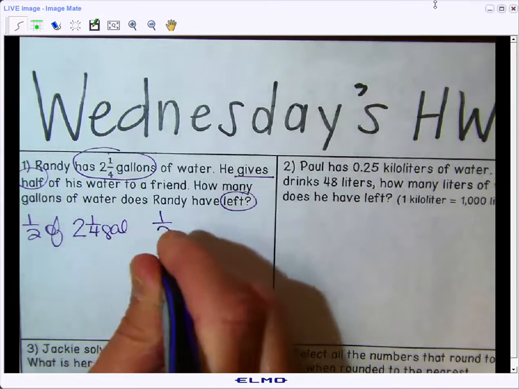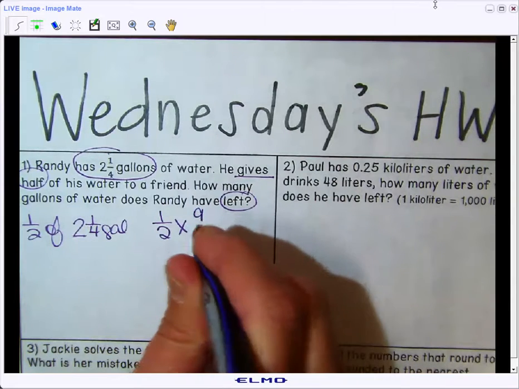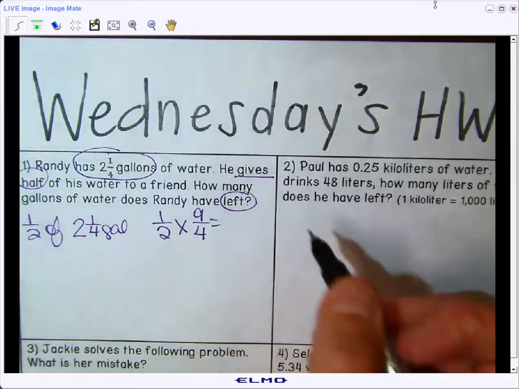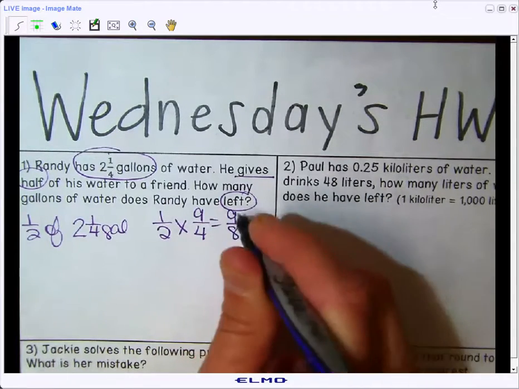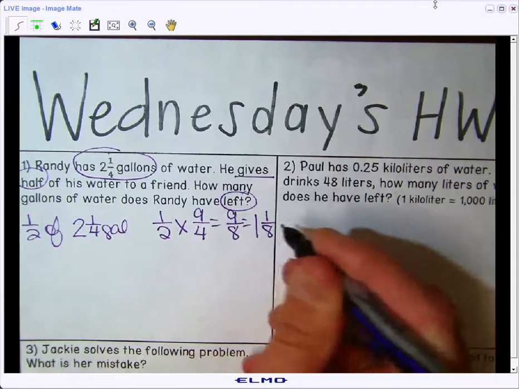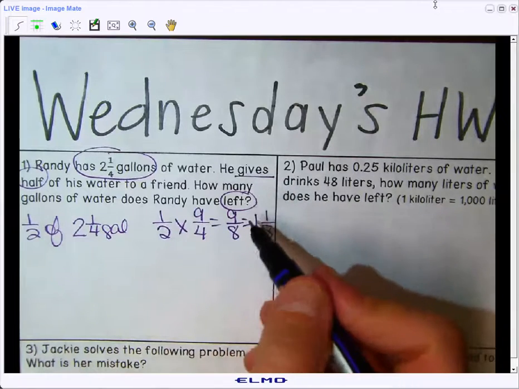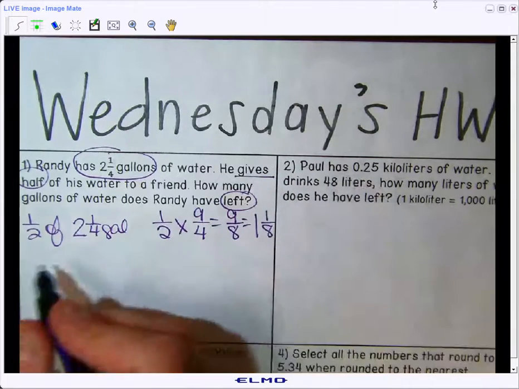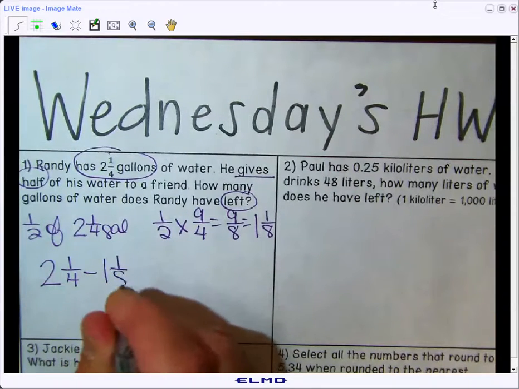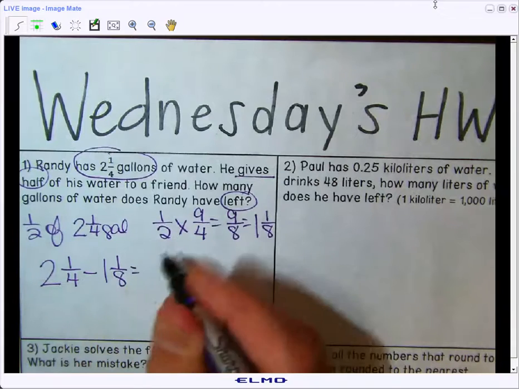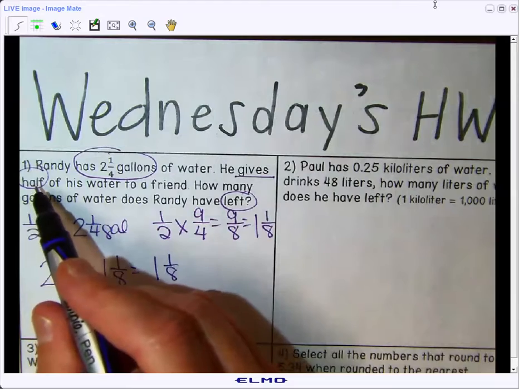So that would be 1/2 times 2 1/4, but we will convert 2 1/4 to 9/4 and go across like a boss when we multiply fractions. So this would equal 9/8, which equals 1 1/8. So we know half of it is 1 1/8, but we want to know how much Randy's going to have left when he gives this 1 1/8 gallons to his friend. So we would subtract what he has from what he gave away. And we know that it's going to be 1 1/8 because you gave the other half to the friend.